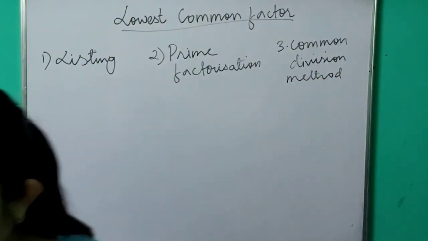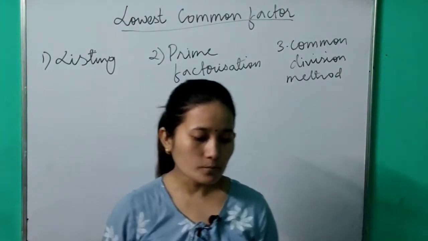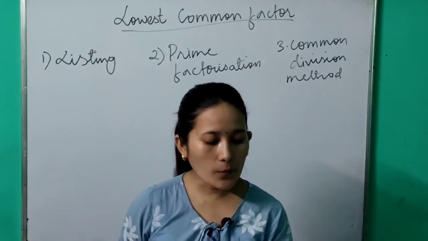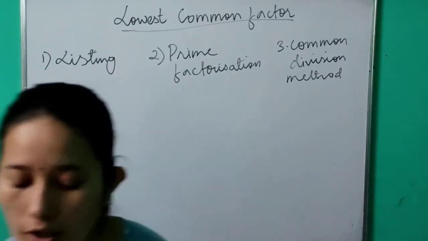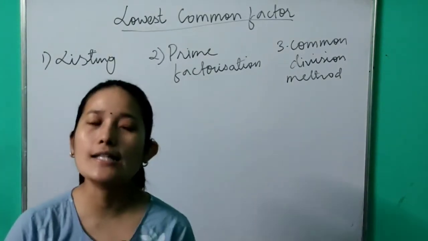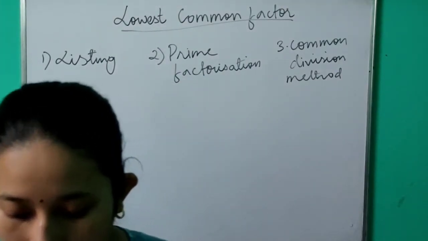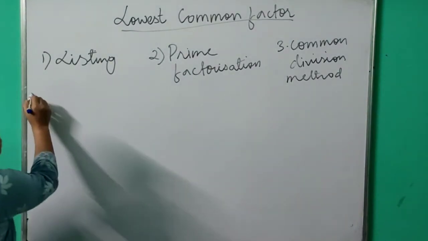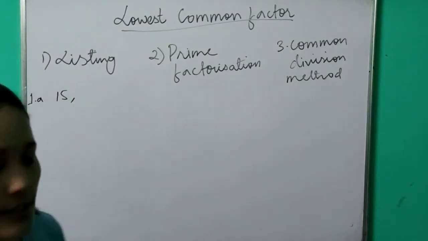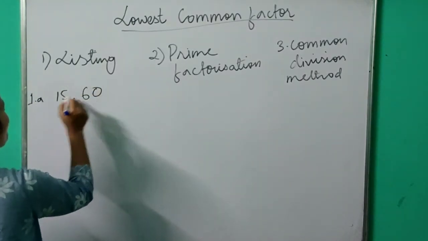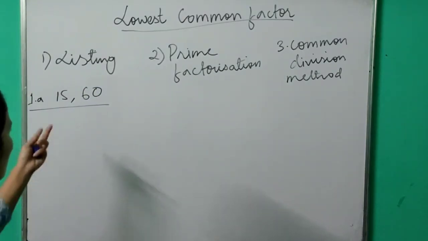So everyone go to exercise 3E, question number 1. Find the LCM of the following by the prime factorization method. So here they have asked you to find the LCM using the prime factorization method. I'll take example question 1a, where the numbers given are 15 and 60. But I'll show you how to find the LCM using all these three methods with this particular question.